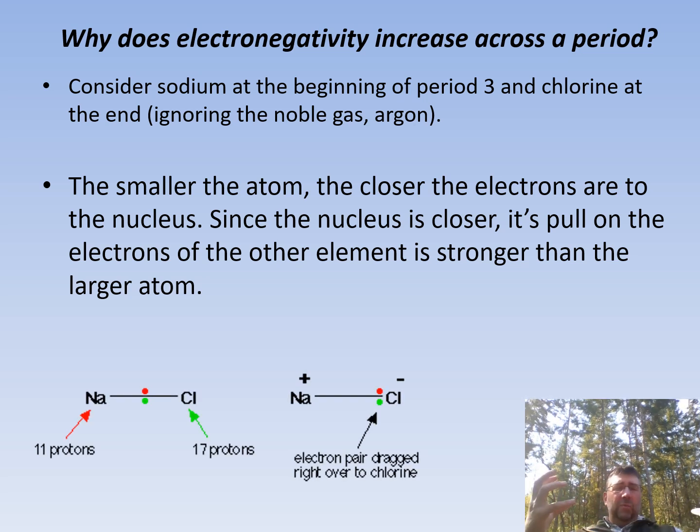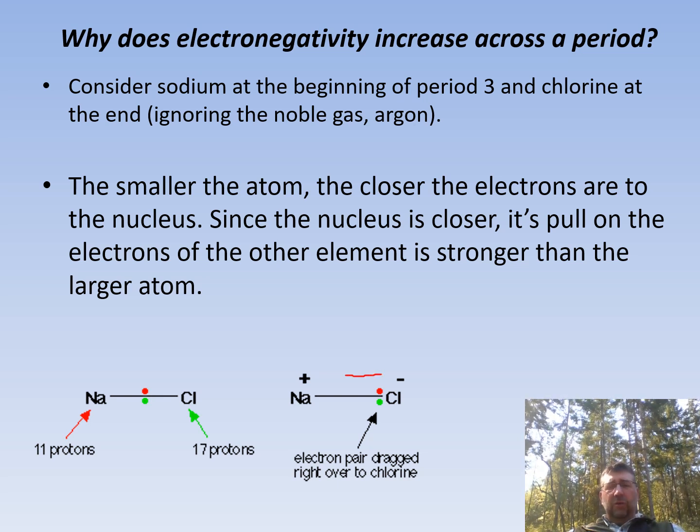So if you were to take sodium and chlorine and put them next to each other, chlorine has a much smaller nucleus than sodium, even though they're in the same row, and therefore the electrons, as you can see on here, are going to be pulled more toward the chlorine than they are the sodium.